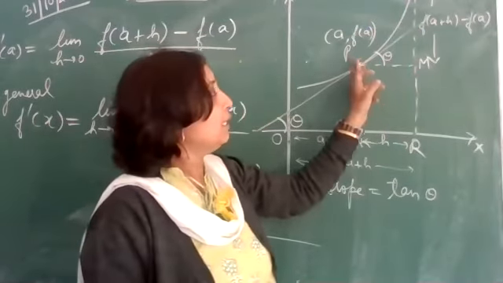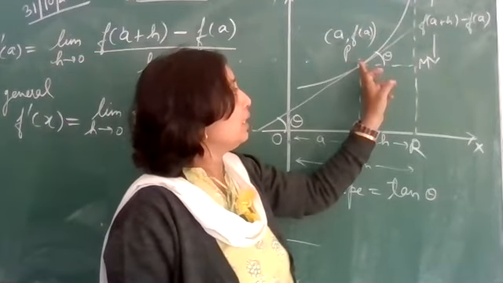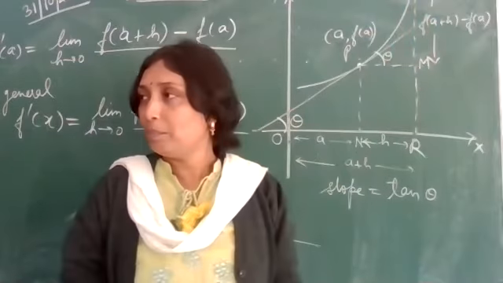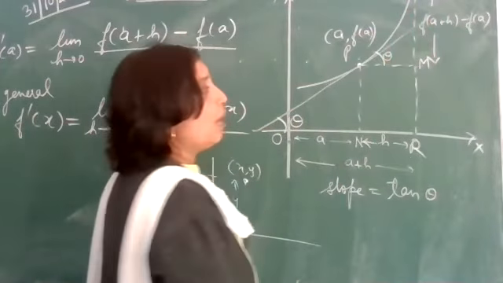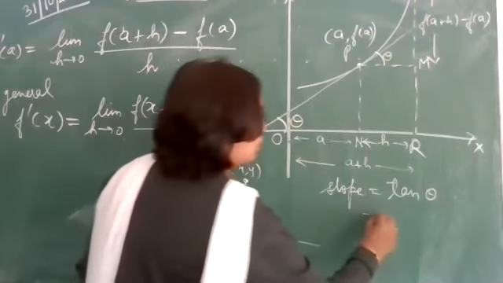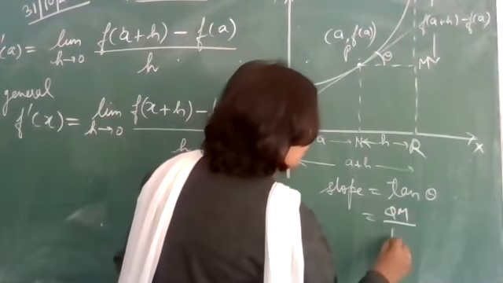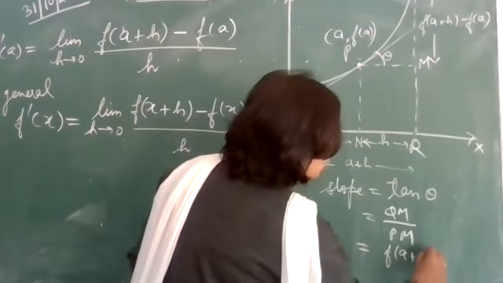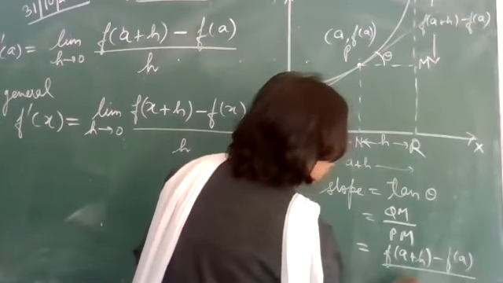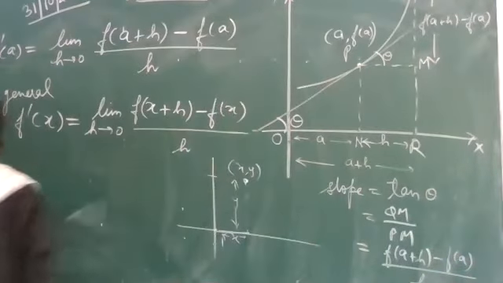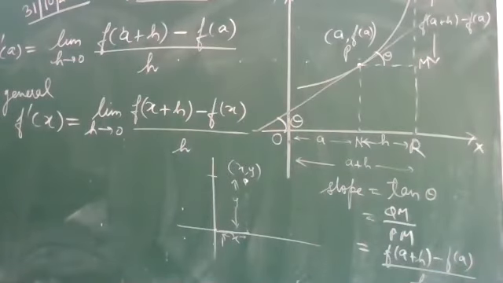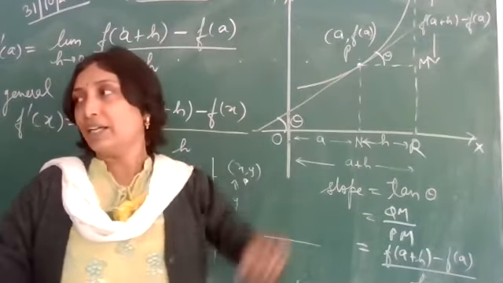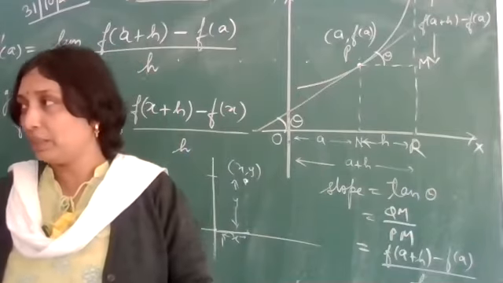So from the triangle, let's take this triangle. If we join these PQM, tan theta will be perpendicular upon base, right? So this is QM upon PM. And we get it as f(a plus h) minus f(a) upon h. Right? Tan theta we have got, but we need to find the slope at point P. Derivative we have studied, slope at point P.